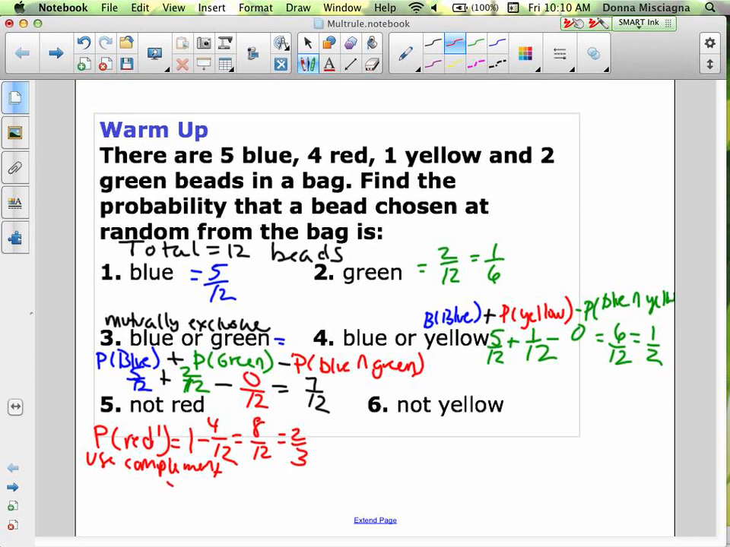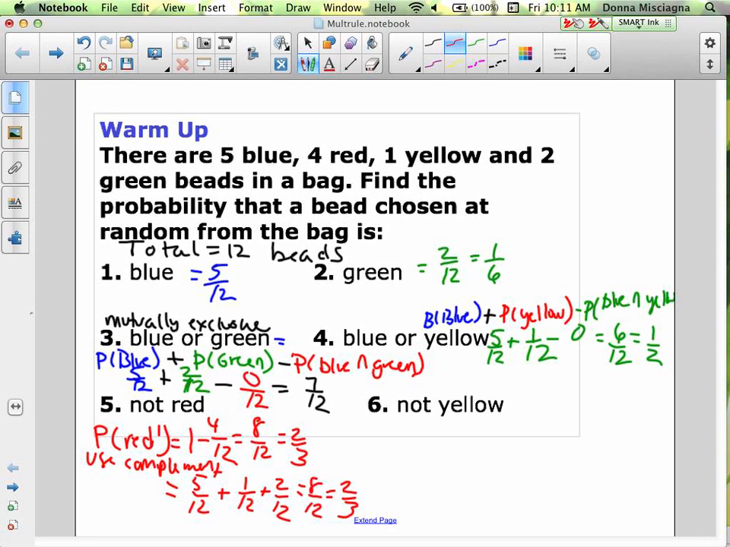You could also, it's not wrong to say 5/12 plus 1/12 plus 2/12. It's a little longer, but it's not wrong. That's the blue, the yellow, and the green, and you'd still get 8/12, which is 2/3. A little faster to use the complement, but both of those give you the same answer. Just kind of want to show you that.